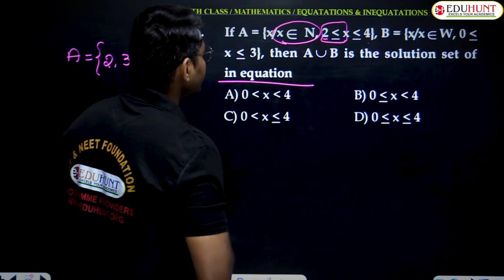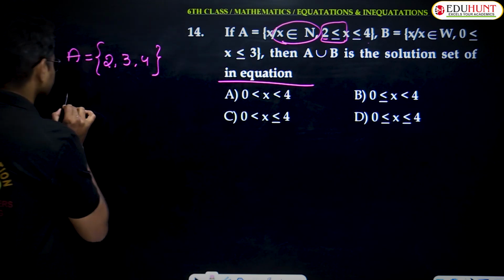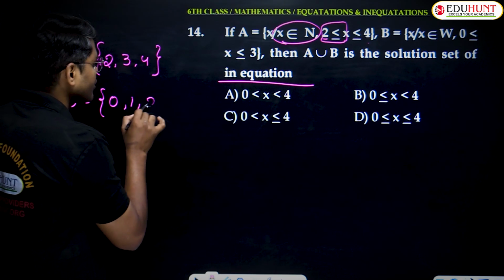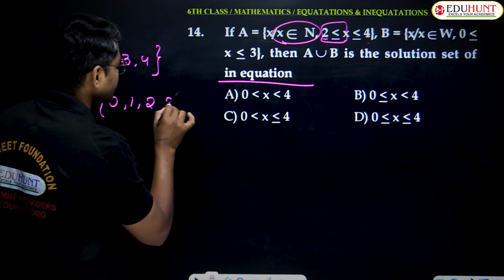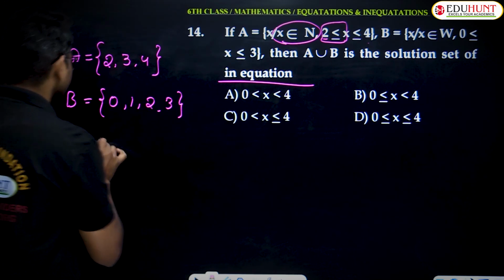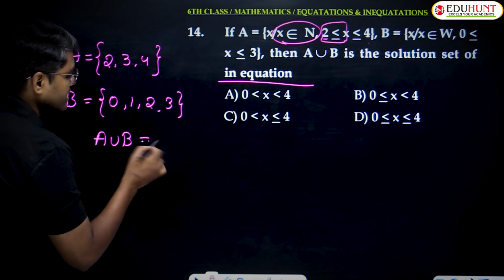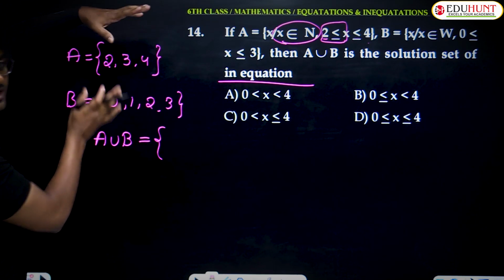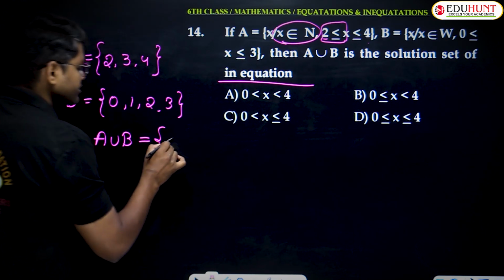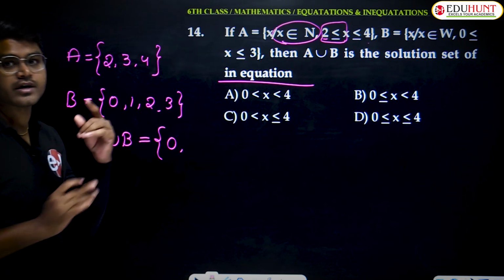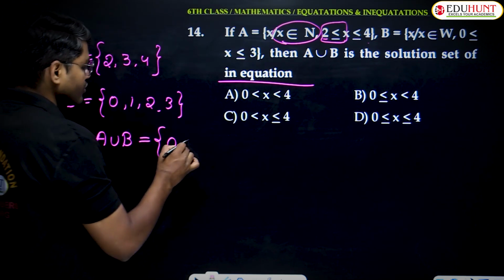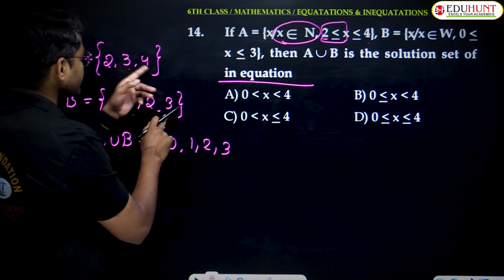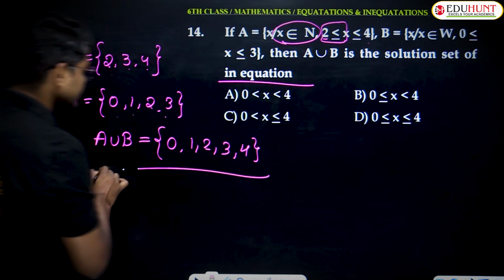Let us take set B. In between 0 and 3, and it is equal to 0, 1, 2 and it is equal to 3. So, union: A union B means we have to write all the elements which are in A and B. We should not repeat the elements; we have to write each element only once. 0, 1, 2, 3 are there, so we have to include 4 only. So, this is the A union B.